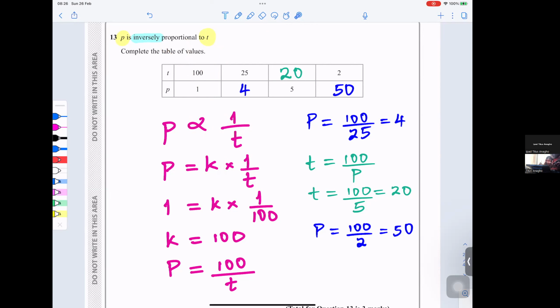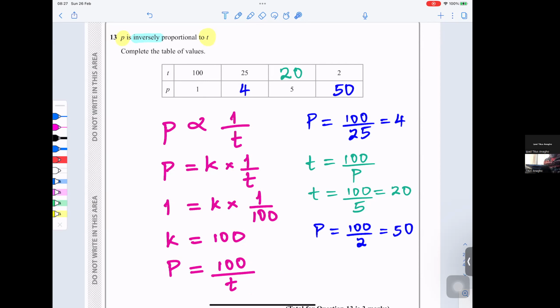So now you have an equation because you've put an equals sign. When you have an equation, you can swap in numbers and work them out. So we want to find what k is. We can put t is 100, p is 1. Solve that equation. The opposite of divide is times by 100. So k is 100. So this is the equation written down. p is equal to 100 divided by t.